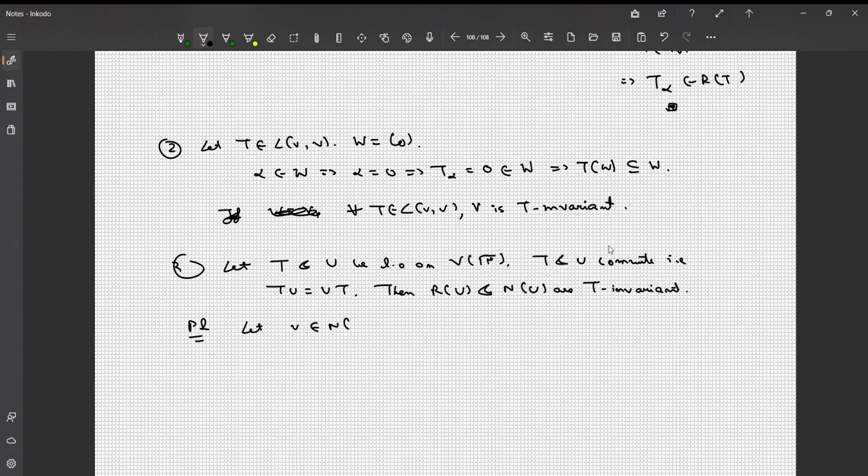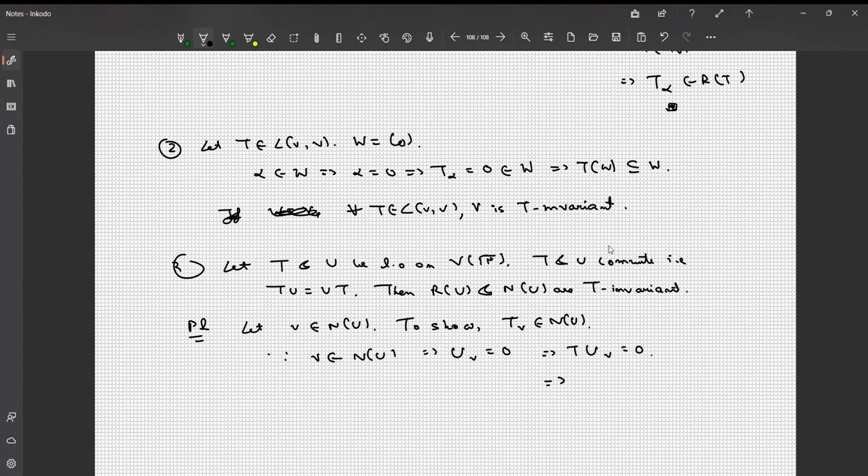So if you choose an element from the null space of U, let's say let V be an element of the null space of U, right? So to show T of V is inside the null space of U, right? Now since V is in the null space of U, that implies UV must be equal to 0. Right? But if UV is 0, then TU of V is again 0. Right? So it works as a composition operator. So T of UV is equal to 0.